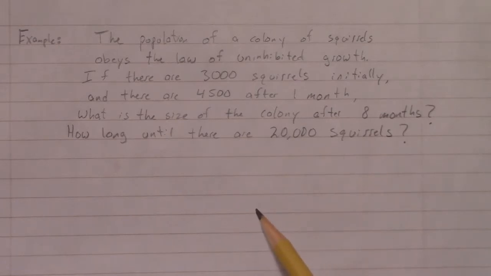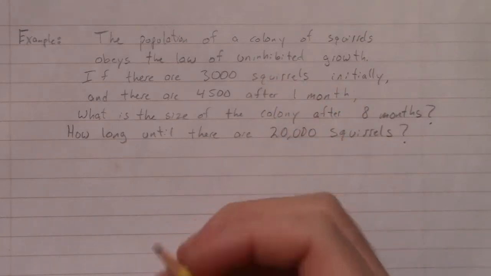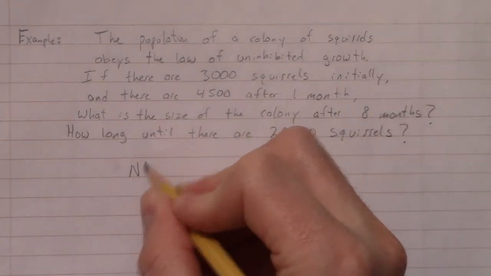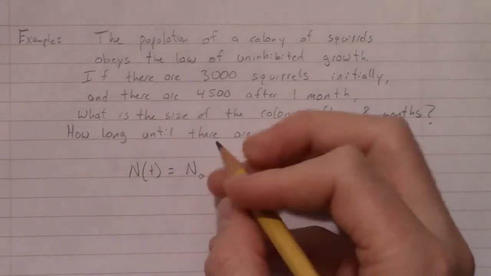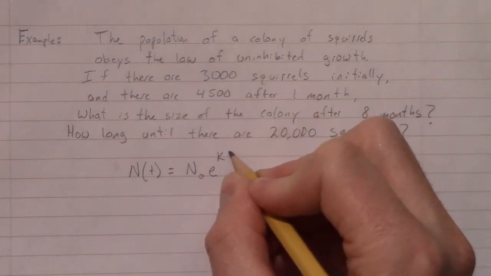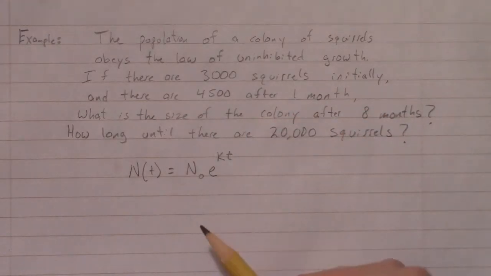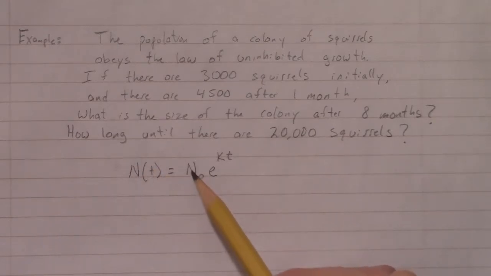So once you get past the ridiculousness of this question, we can dive in and actually use the uninhibited growth model. And what that looks like in our textbook is this: N of t equals N sub 0 times that magical number e to the power of kt. So really, in defining all these, N of t, that's just function notation. So this is the population after a certain amount of time. N sub 0 is the initial amount of squirrels in this case.